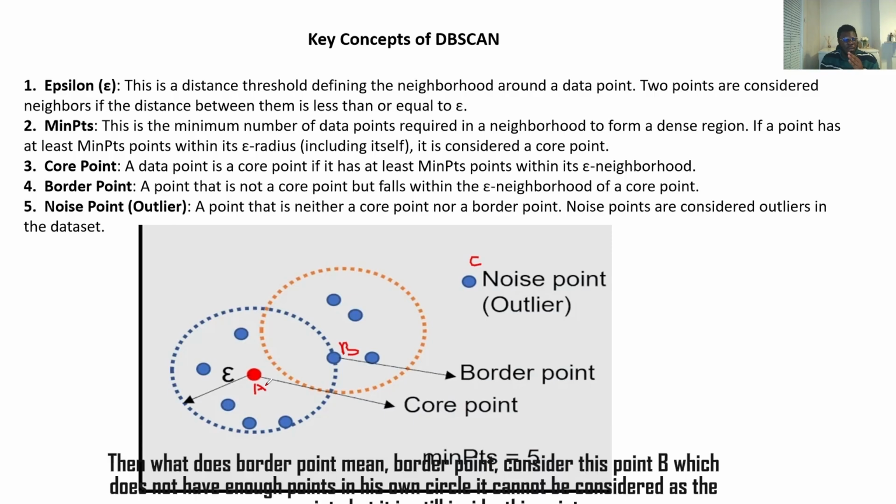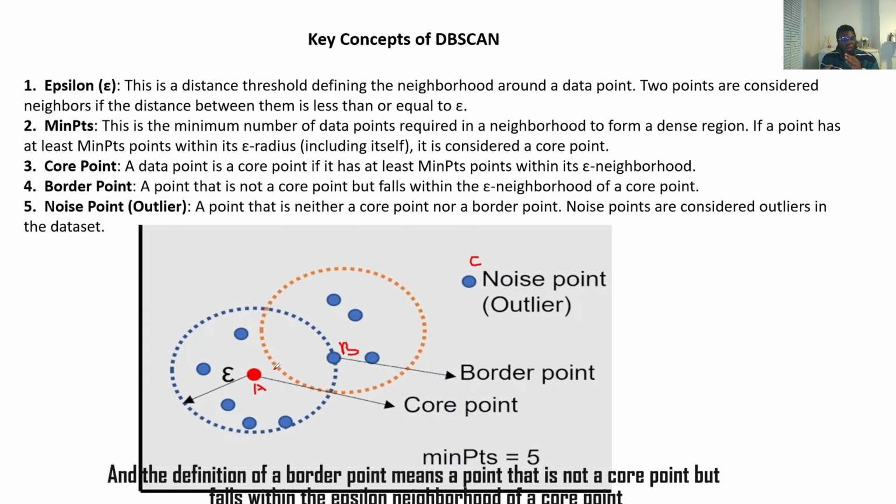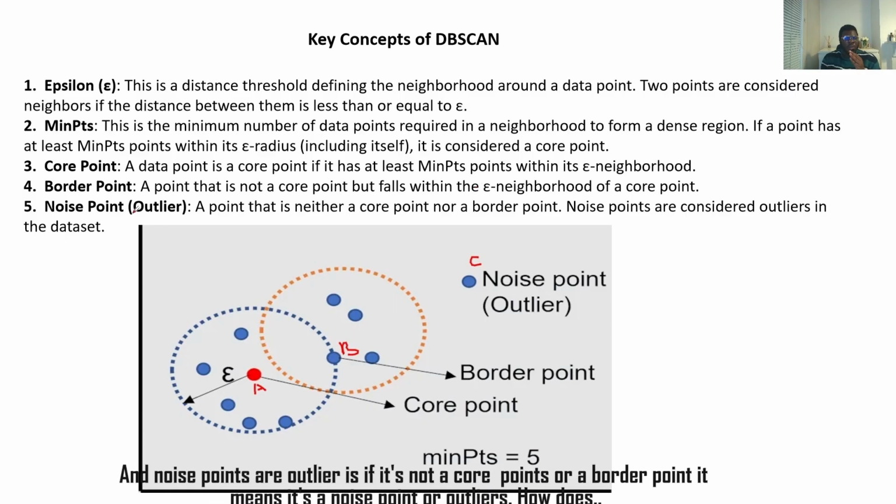Then consider point B, which does not have enough points in its own circle. It cannot be considered a core point, but it is still inside the circle of the core point, so that makes it a neighbor of the core point. The definition of a border point is a point that is not a core point but falls within the neighborhood of a core point. And a noise point, or outlier, is a point that is neither a core point nor a border point.